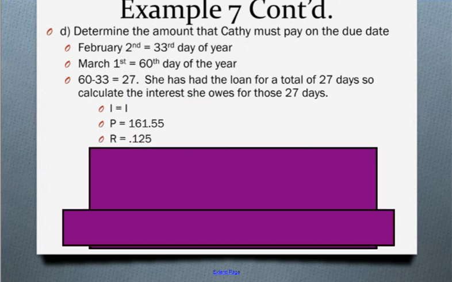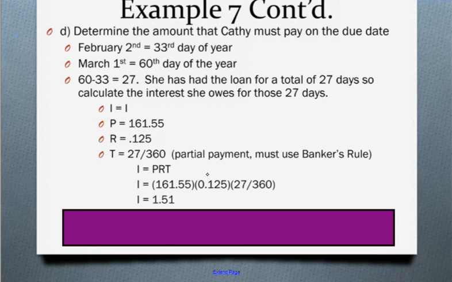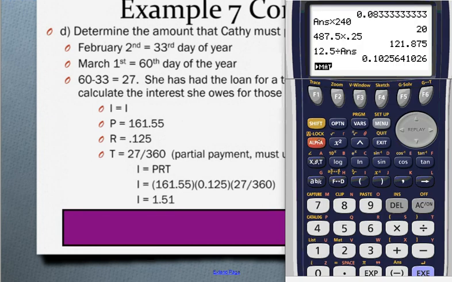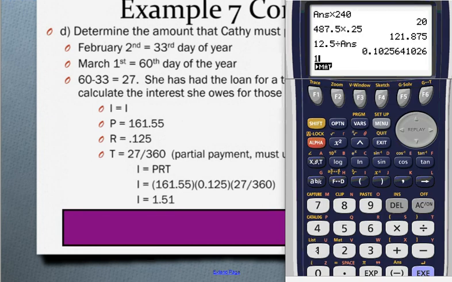The rate was 12.5%. We always write that as a decimal. And then we would use 27/360. Remember, do not convert this to a decimal. Okay, let me just show you real quick. I just kind of bypassed it before. I assume everyone can put things in their calculator okay, but I shouldn't do that because sometimes people will make that into a decimal and they shouldn't.